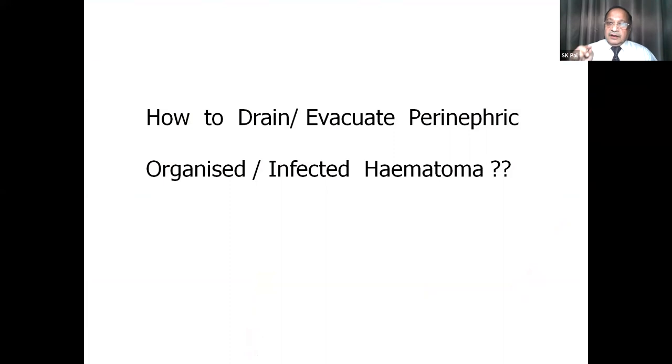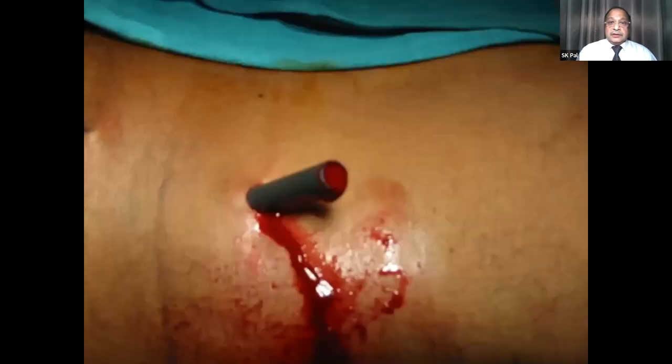There is hardly one small cut on the skin, and now there is a perinephric hematoma which is causing some pus discharge and some problems, and you want to remove it. How will you remove it? Are you going to do a cut open surgery for removing everything, or are you going to make a puncture in the perinephric hematoma and try to evacuate?